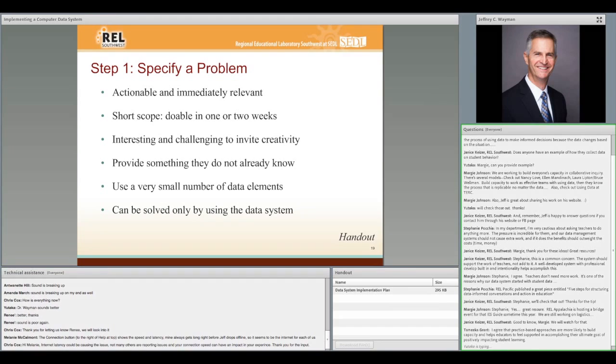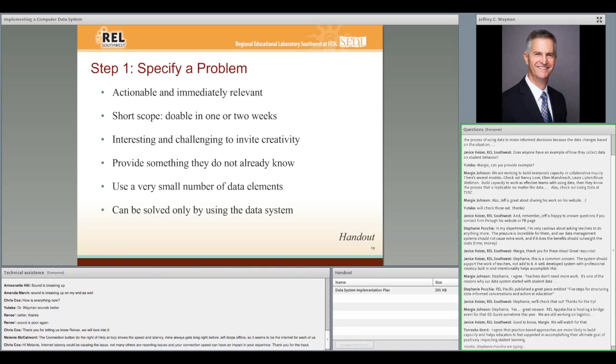Here are a couple of keys to this problem. One is that you need to use a very small number of data elements. Don't make the problem big. I'm talking 1 data element, maybe 2, maybe 3 at the most, but make it very, very small in terms of the number of data elements that you're going to use.